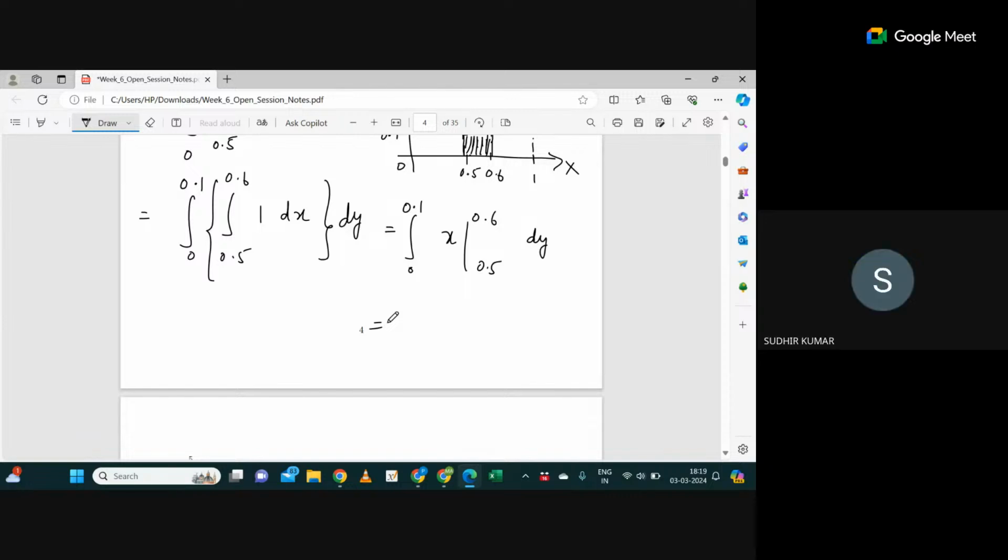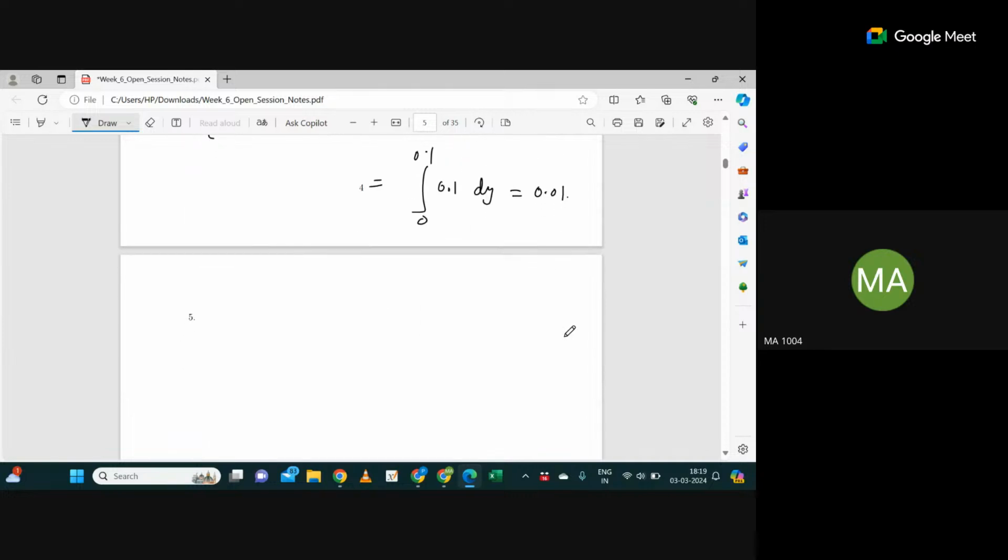Yes, sir. Same answer, because we'll get here 0 to 0.1, 0.1 dy. Then we'll get the 0.01, okay? So are you able to relate it now? Yes, sir. Okay. Now let me change the scenario a little bit.